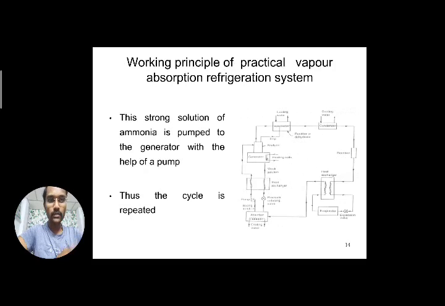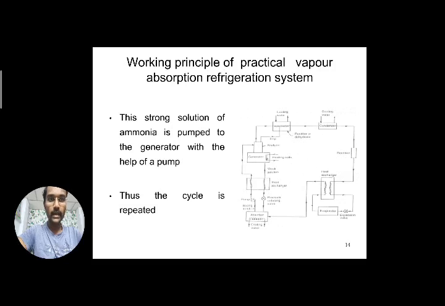What happens, the cost of the equipment will get reduced, and it will function more efficiently. So the cost of the heating in the generator reduces, the cost of the cooling in the evaporator decreases, and in the absorber it gets reduced. So it's pumped, thus the cycle is repeated again and again.